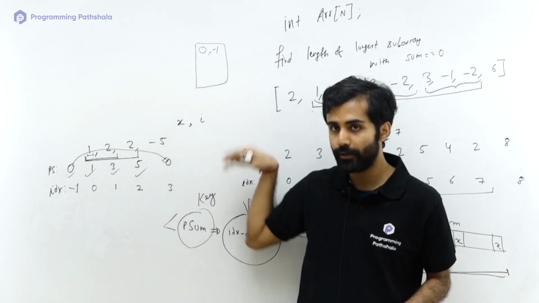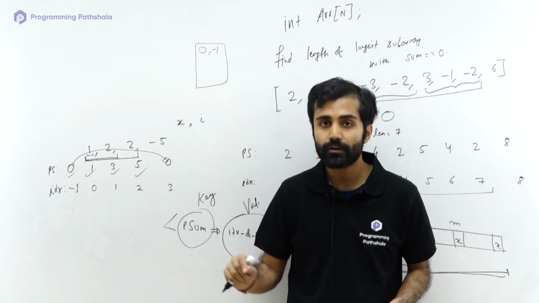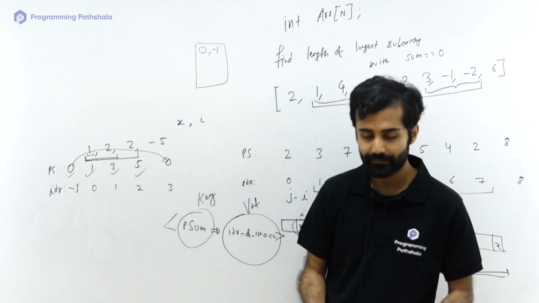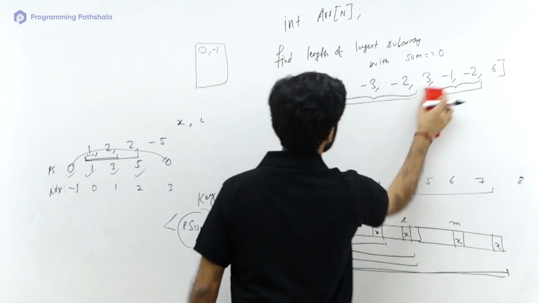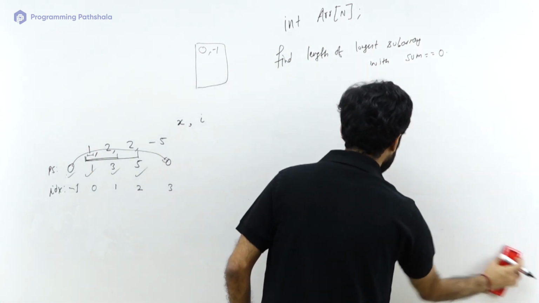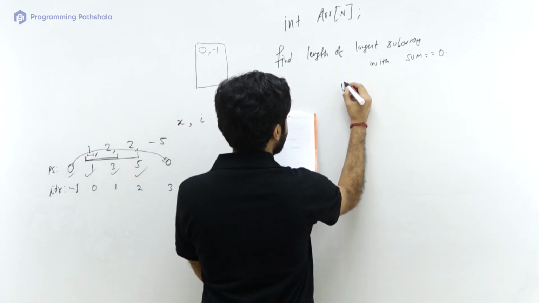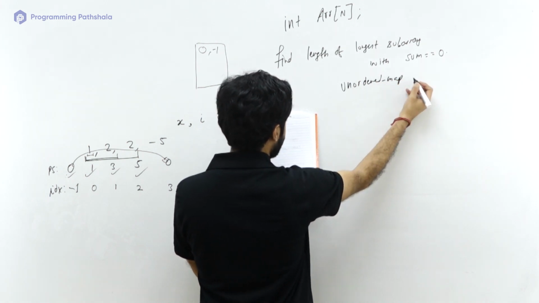Now I think I have told you this approach in entirety, so just pause and think of the implementation detail. In fact, go ahead and implement it on your own. Okay guys, so let's talk about the implementation. So first let me declare my unordered map, or hash map if you're using Java.